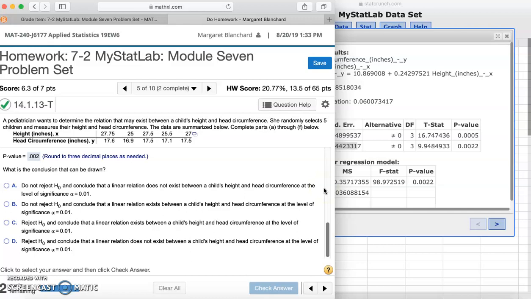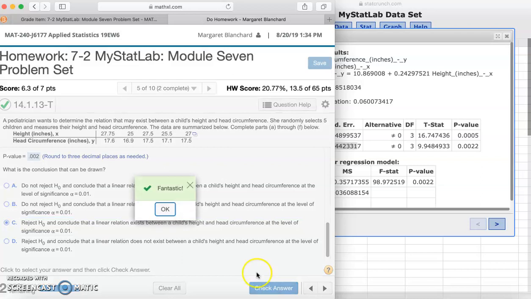All right, so our alpha is 0.01. Since our p-value is less than alpha, we know that we're rejecting the null hypothesis. So that gives us option C or D. Let's start reading through C to see if that works. Reject H naught and conclude that a linear relation exists between a child's height and head circumference at the level of significance alpha equals 0.01. That is true. I just want to show you the difference here. It says conclude that a linear relation does not exist. Remember, in this case, our alternative is that the linear relation exists. So let's check our answer.